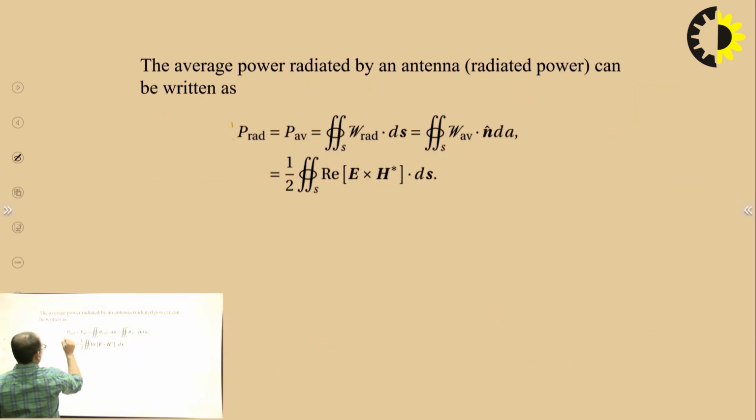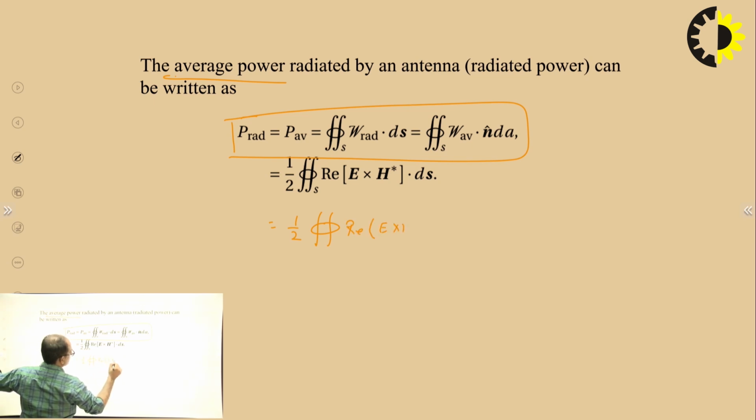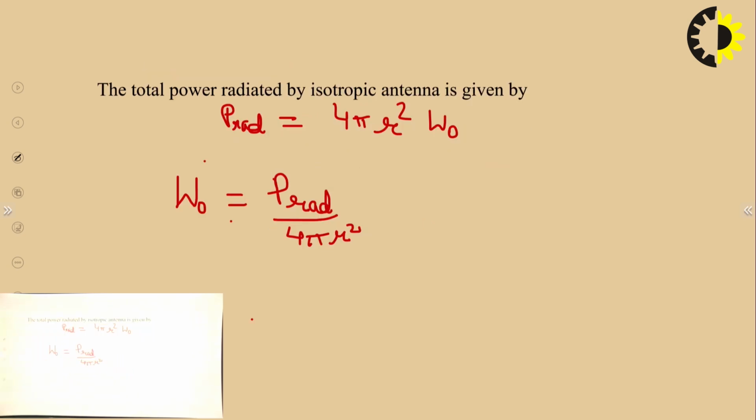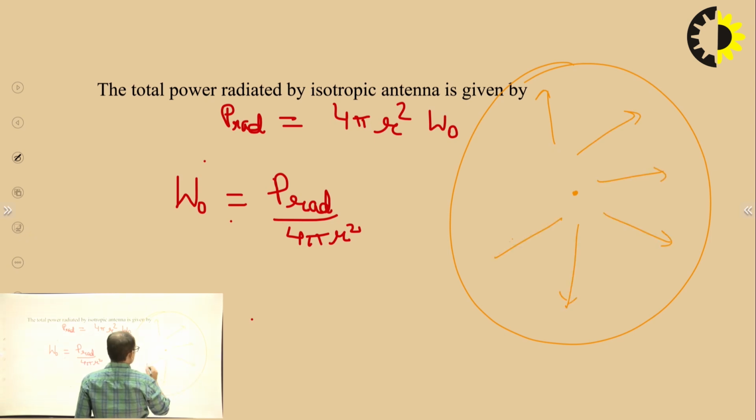So the average power radiated will be equal to this. If I want to see the average power radiated, it can be written as 1/2 of the real part of E cross H into dS. That is the average power radiated by the antenna. Now if I want to calculate the total power radiated by the isotropic antenna, this is an antenna that radiates its energy in all directions with equal intensity.